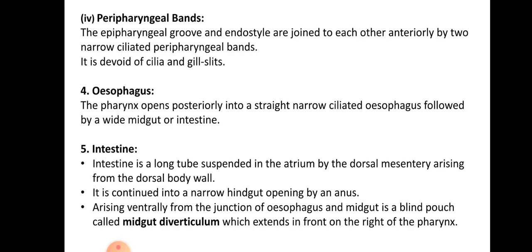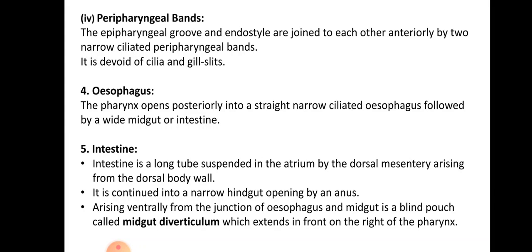It is covered by a thin layer of smooth muscles and its internal epithelial lining has several ciliated tracts. So cilia play a very important role in moving the food forward, backward into the other regions of the intestine. The intestine can be differentiated into three parts. One is the anterior, relatively wider part, which is the midgut.